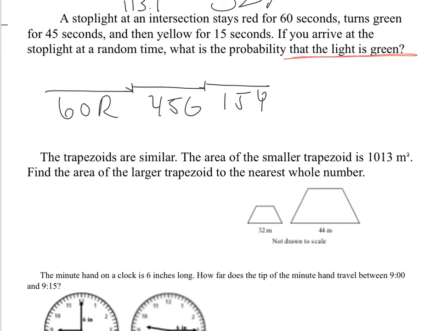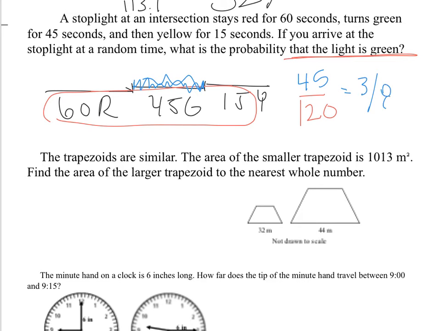Well, first I have to figure out my total. Remember, the bottom number in any probability is your total. My total here is all those added together, which is 120. And then my intended outcome would be if it's green. Well, if it's green, that lasts for 45 seconds. So I could either reduce my fraction, 3/8, or if I plug into my calculator, it'd be about 37.5%.